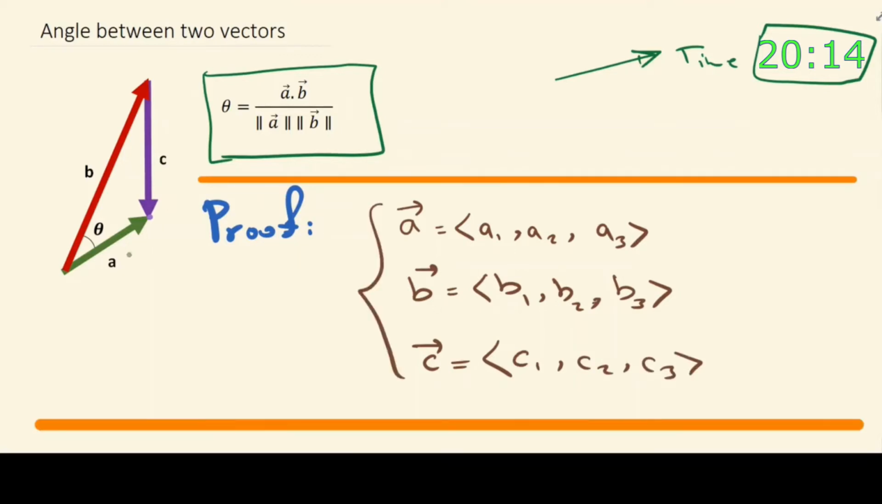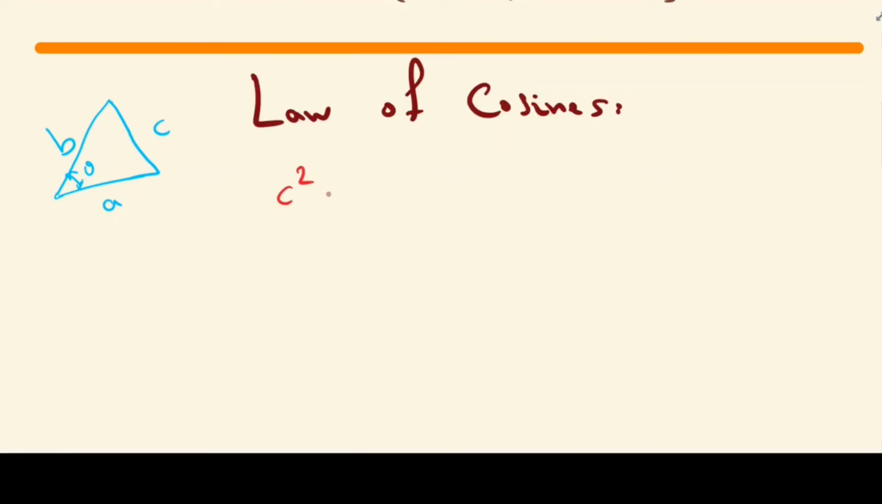And if we look at these vectors A, B, and C, we can see that they form a triangle, and our goal is to find a correlation between theta and the length of the rest of the vectors A, B, and C. And in order to do that, we can resort to the law of cosines. The law of cosines simply says that for any given triangle, like what I show here, A, B, and C, with theta being the angle between A and B, C squared equals A squared plus B squared minus 2 times A times B times cosine theta.